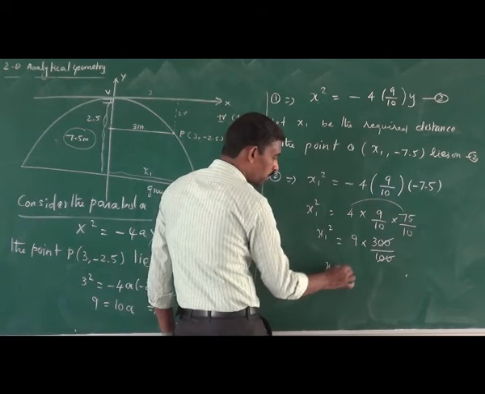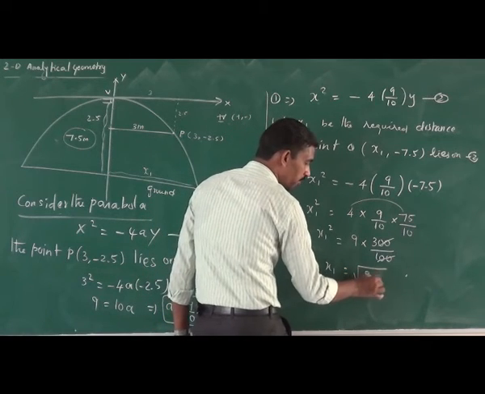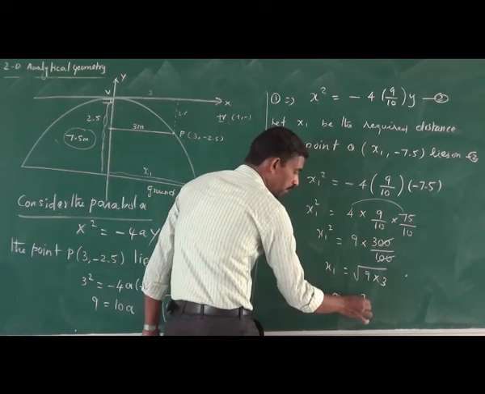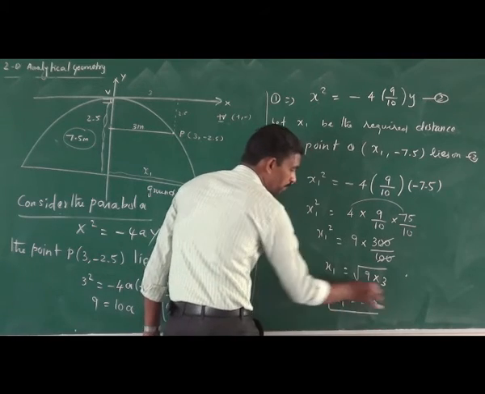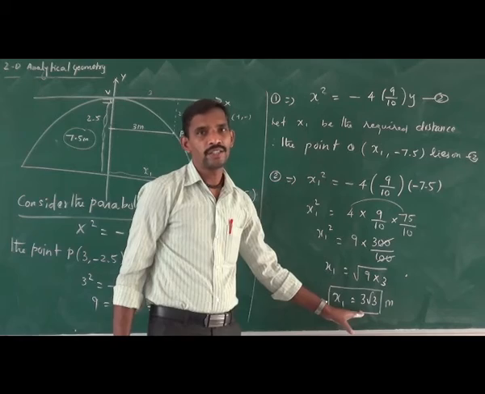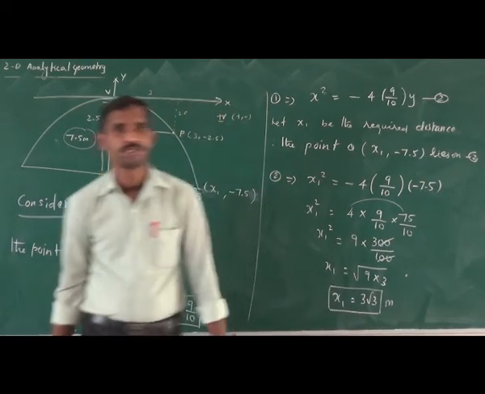Now we want to find out x1. So taking the square root of 9 into 3, x1 is equal to the square root of 9, nothing but 3. So 3 root 3 meter. So what is the required horizontal distance? 3 root 3 meter. Thank you.